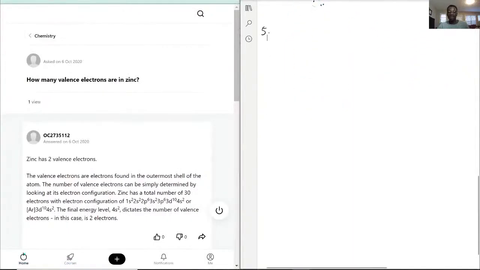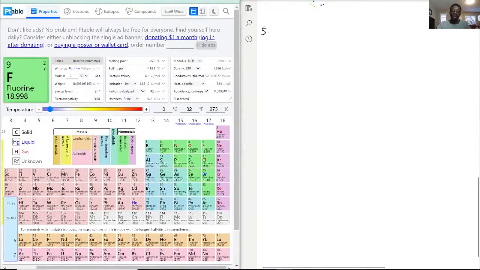How many valence electrons are in zinc? So, valence electrons in zinc.